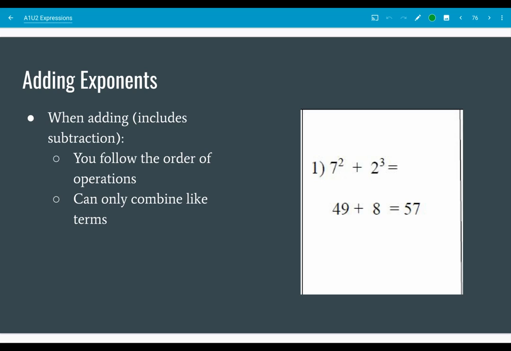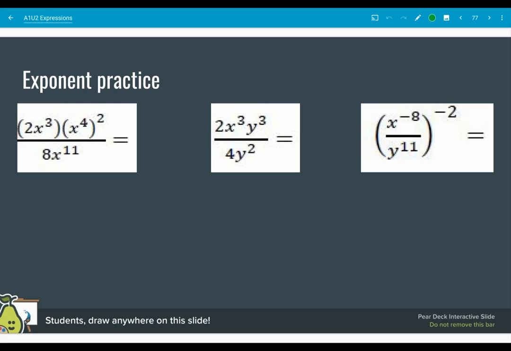Last but not least, before we get to some practice problems, is adding exponents. So when we add exponents, there's no special rules. We just have to follow the order of operations, and we can only combine like terms. So 7 squared plus 2 squared is not 9 to the 5th power. That is not the case. We have to do 7 squared and then 2 to the 3rd and then add them together. So again, adding exponents, just follow the order of operations and only combine like terms.